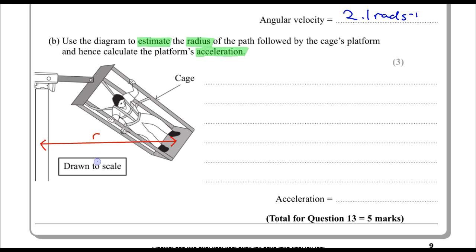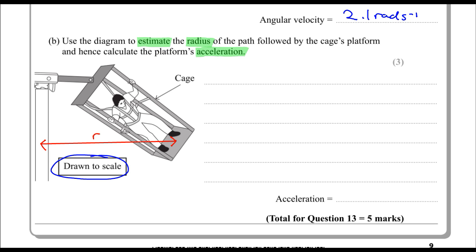We are also told that the diagram here is drawn to scale. That gives us the idea that we need to use the diagram and make some measurements to estimate the radius. The other hint is that it's only an estimate, it doesn't tell us to calculate.